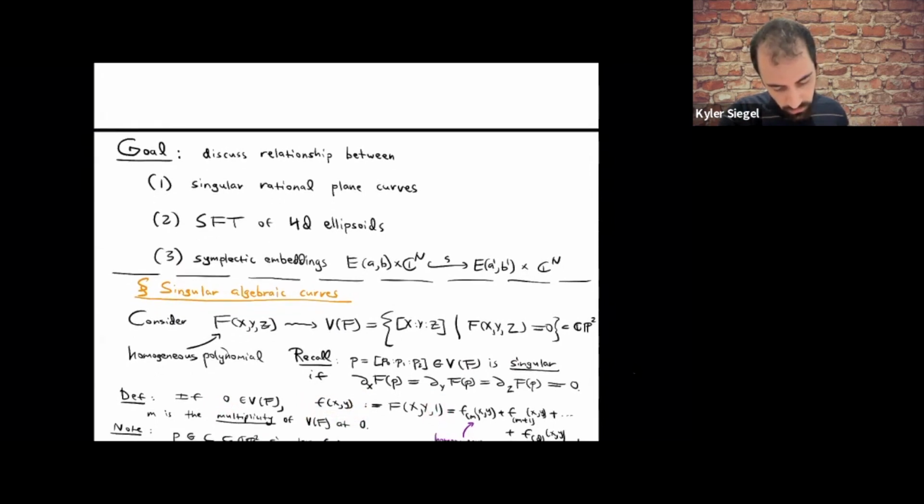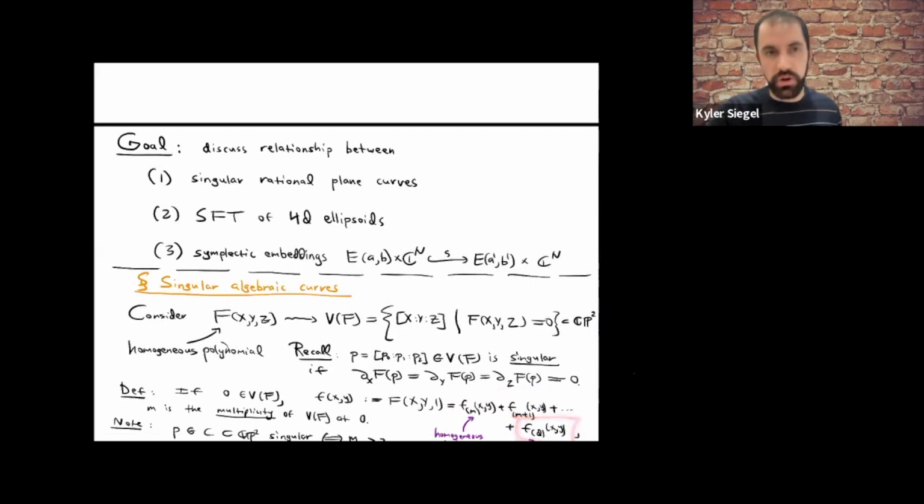You could expand f as a degree m homogeneous part, then a degree m plus 1 homogeneous part, up to a degree d homogeneous part, where d is the degree of the polynomial, or the degree of the curve. And here m is the smallest exponent that appears in the polynomial expansion. This is called the multiplicity of the curve at 0.